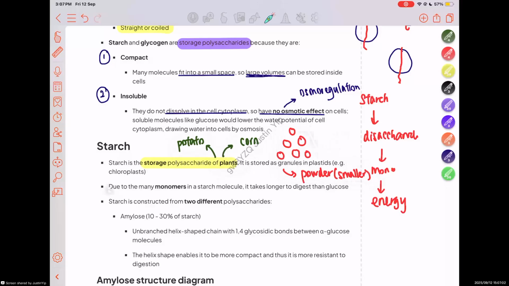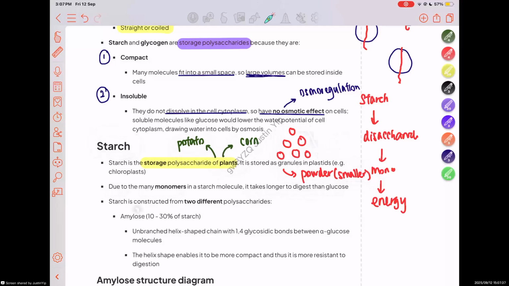And due to many monomers, it will take longer to digest than glucose. That's why eating starch, you won't directly get energy. That's why sometimes after eating lunch, we will feel tired, right? Because your body is digesting the starch so that you can get energy. So maybe after 30 minutes or 1 hour after your lunch, you will get energetic. So this is the concept.